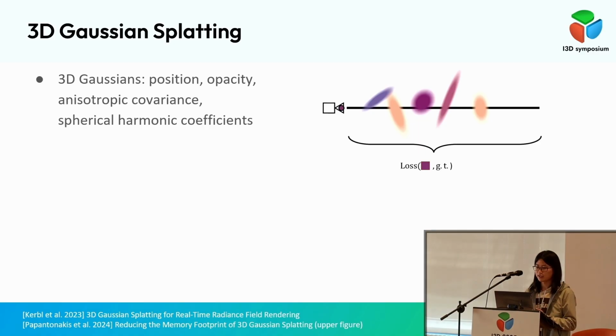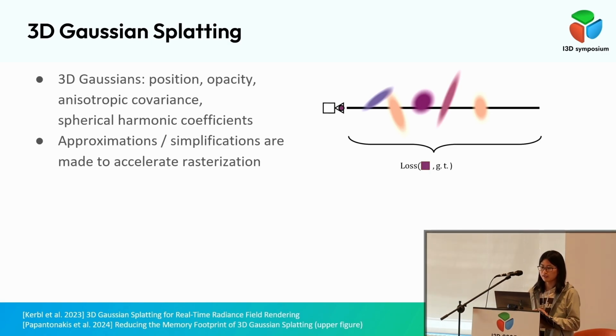And given the set of 3D Gaussians, the rendering procedure is as follows. We shoot a ray from the camera through each pixel and calculate the color and opacity of each Gaussian along this ray, and blend them together using alpha blending. The whole process is differentiable. So we can calculate a loss between the rendered color and the ground truth image, and use backpropagation to optimize the parameters of the 3D Gaussians. But our paper focuses on the rendering process, not the training part.